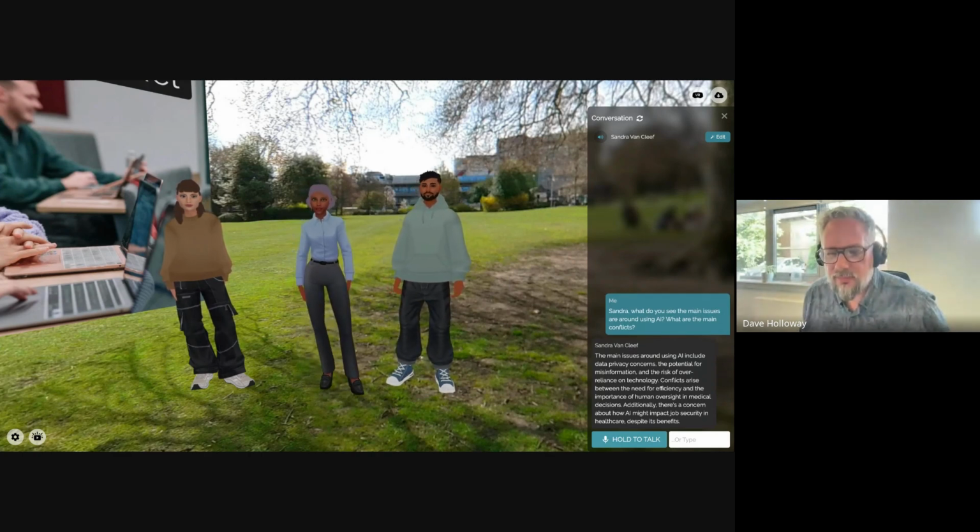The main issues around using AI include data privacy concerns, the potential for misinformation, and the risk of over-reliance on technology. Conflicts arise between the need for efficiency and the importance of human oversight in medical decisions. Additionally, there's a concern about how AI might impact job security in healthcare, despite its benefits.